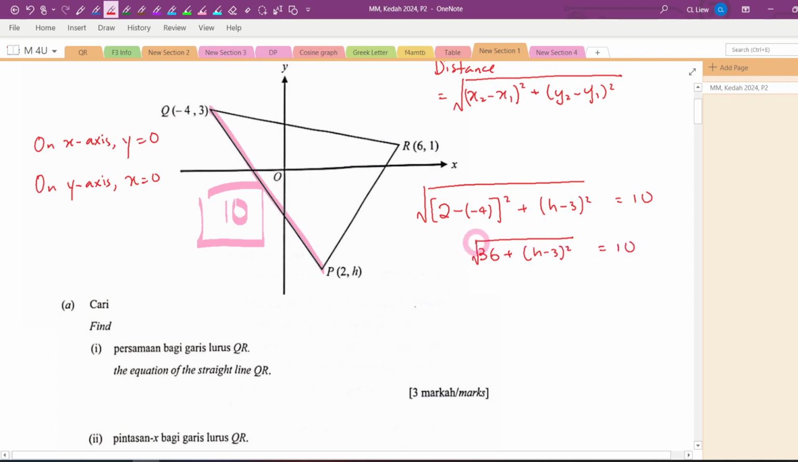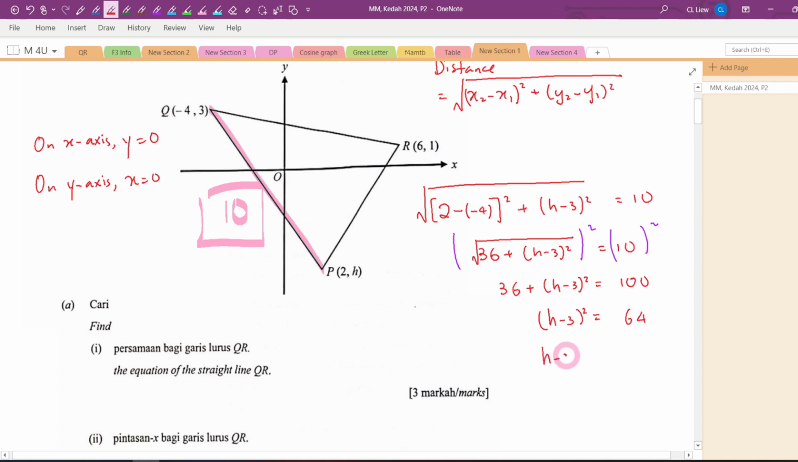I want to get rid of this square root sign. So what do I need to do? I square both sides. Square here and do the same thing for both parts. Now the square root is gone. So you will get 36 plus (h minus 3) squared is equal to 100. So (h minus 3) squared is equal to 100 minus 36, which is equal to 64, right?